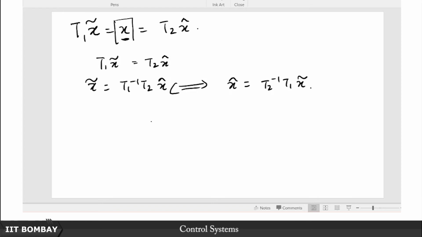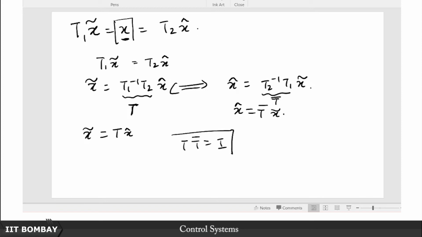Suppose now I call this my new transformation matrix T. Then I have the same sort of similarity transformation between x tilde and x hat, isn't it? Or if I want to call this T bar, then x hat is equal to T bar x tilde. In fact, you will see that T bar is equal to identity. It is pretty obvious, no?